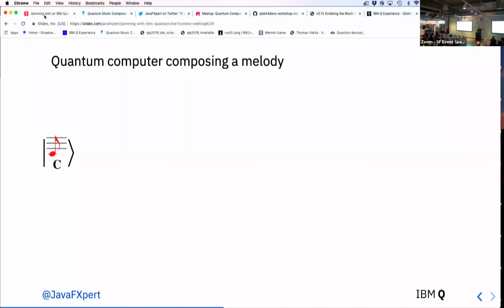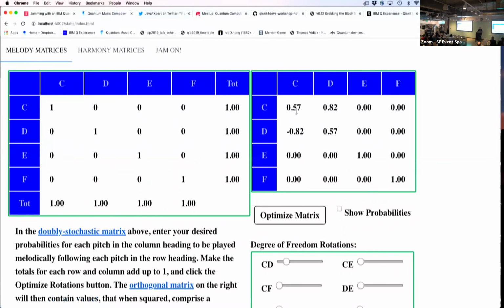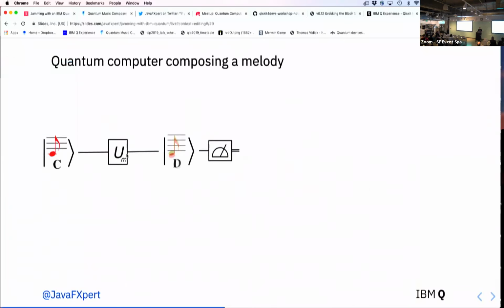All right, so how do we compose a melody? Well, we start out with a state, let's say C. We run it through a unitary matrix that represents our melodic transitions. And what's in that matrix? Well, what's in that matrix is actually these numbers right here. It's a two-dimensional square matrix, rows and columns, that's the matrix. We run it through that matrix, and then it's going to end up in some kind of superposition, some combination of C and D, or maybe it ends up as C or D, just depends on what's in the matrix.